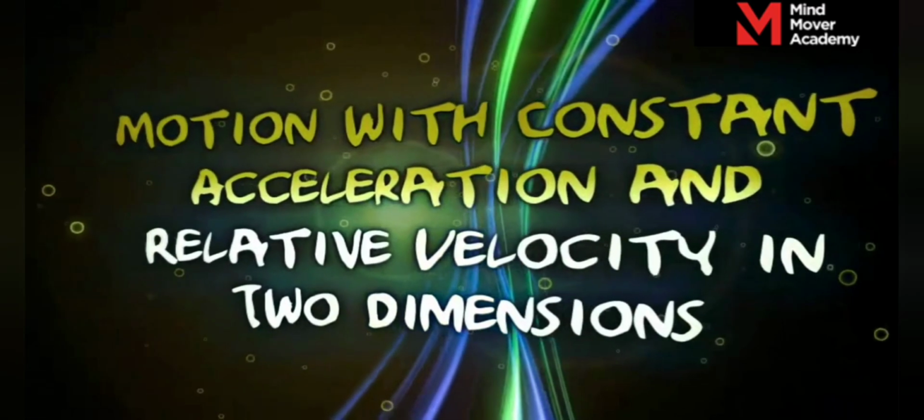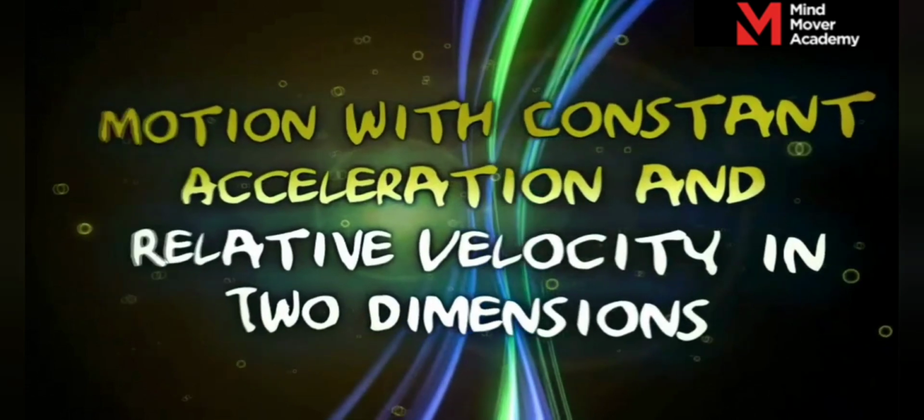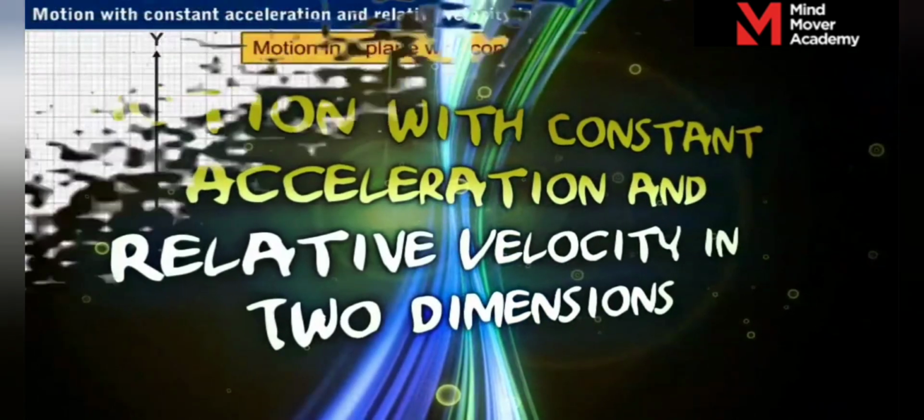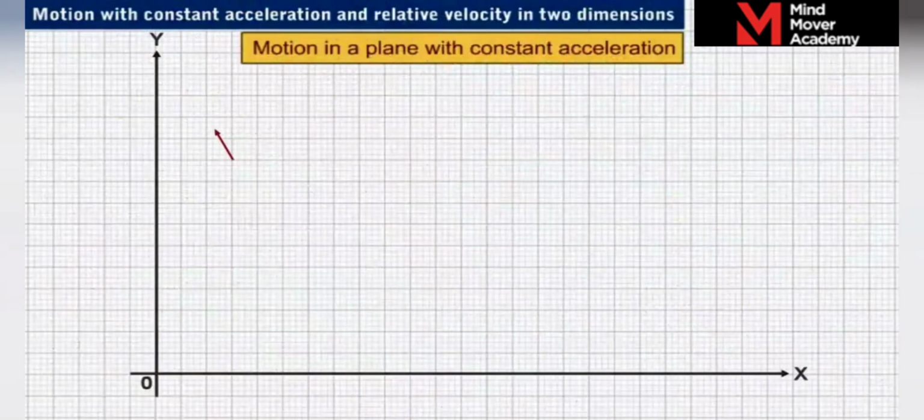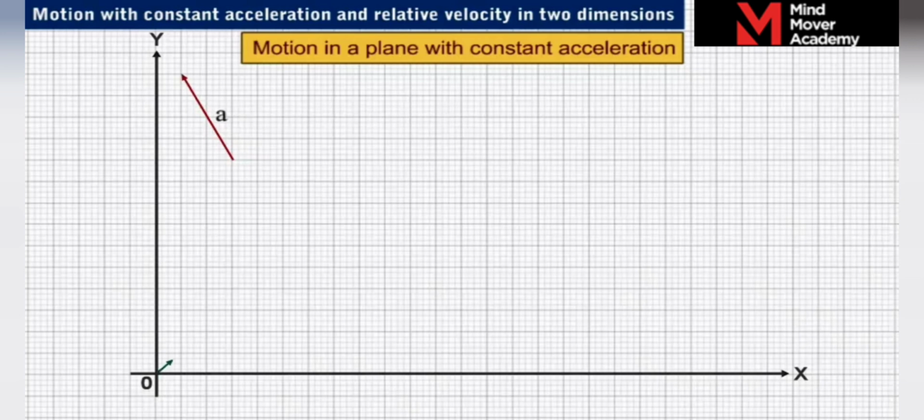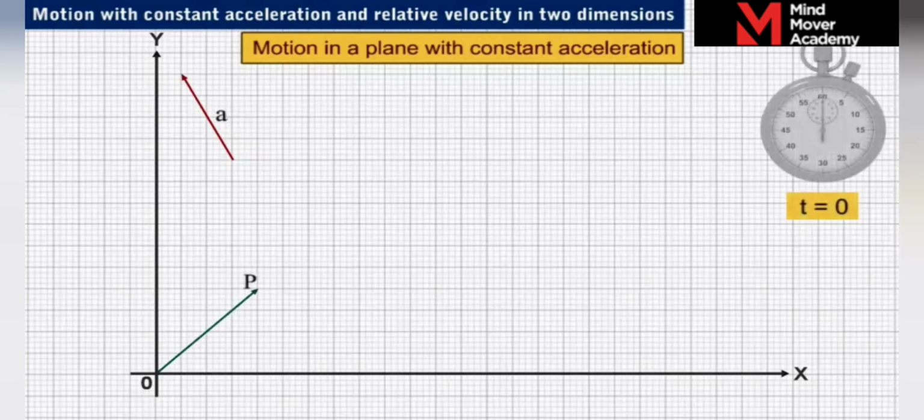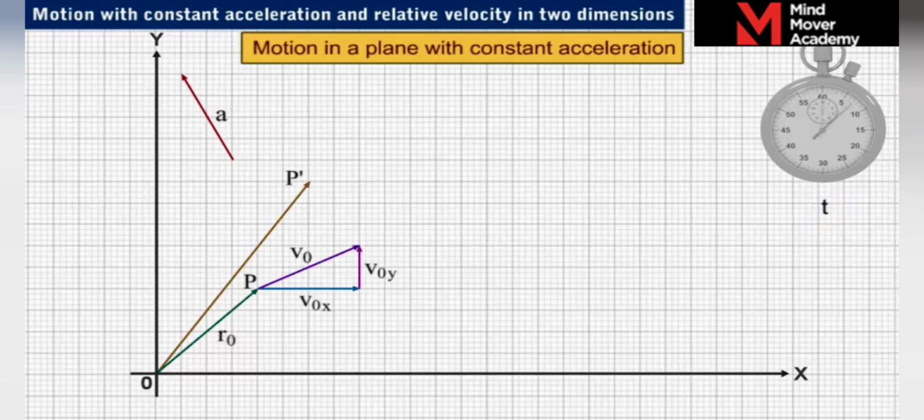With constant acceleration and relative velocity in two dimensions. Consider the body moving in the xy plane with a constant acceleration a. It is located at point P at time t is equal to 0, which has a position coordinate r0 and velocity v0. It reaches point P' at time t is equal to t seconds, has a position coordinate r and velocity v.